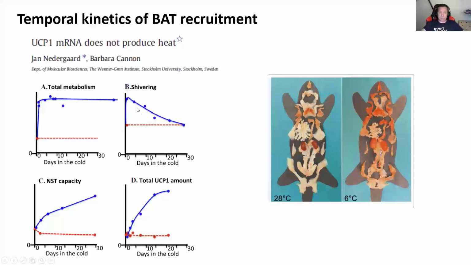But this degree of shivering will decline over time as it ceases to be needed, because the non-shivering thermogenesis capacity, this recruitment of BAT, increases over the 28-day period, concomitantly with the total UCP1 amount, until you have enough thermogenic capacity that you no longer need shivering in order to maintain this high metabolic rate.